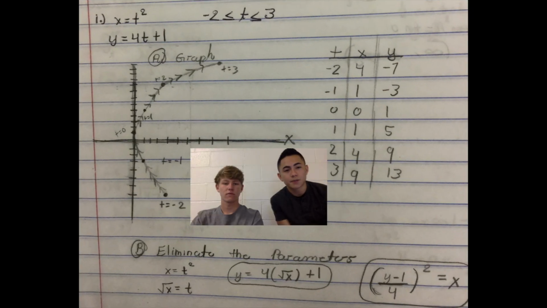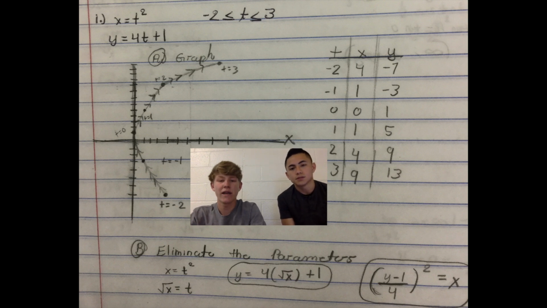Here's an example of a parametric equation being graphed on the xy plane. Our x coordinate is going to be given by t squared and our y coordinate by 4t plus 1. And this is all going to be on the interval from -2 to 3, -2 and 3 both being included. We made a t-x-y chart by plugging in our values for t on the interval from -2 to 3 to find our x and y values for the graph.